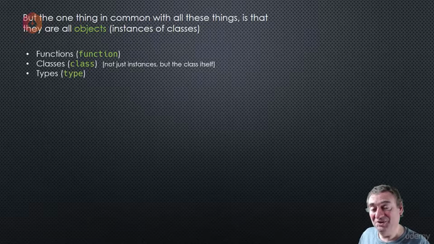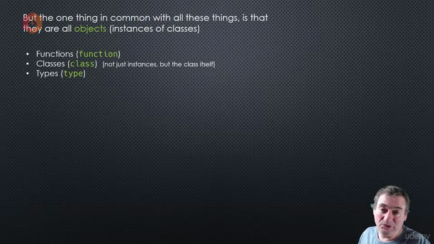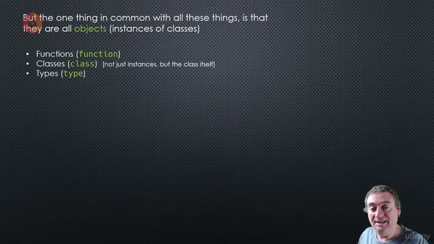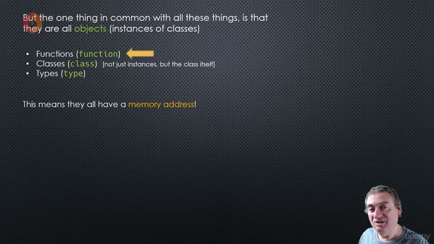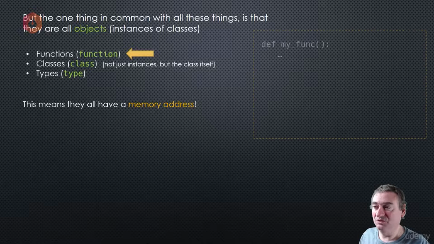Same thing with types. Remember when we typed type of int, or type of a variable a that was an int, and it told us int? Well, that is a class. There is a class called int. So this means that all of these things have memory addresses. In particular, functions have a memory address, and that's going to be really important throughout this course. So let's take a sidebar and look at that.